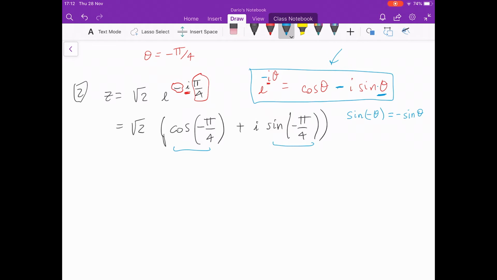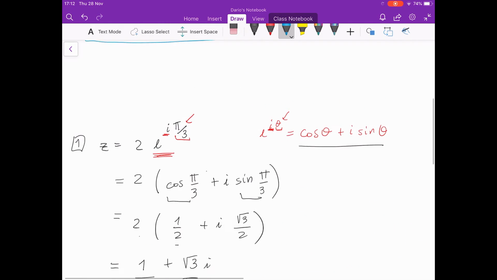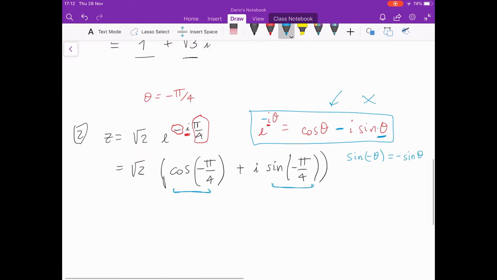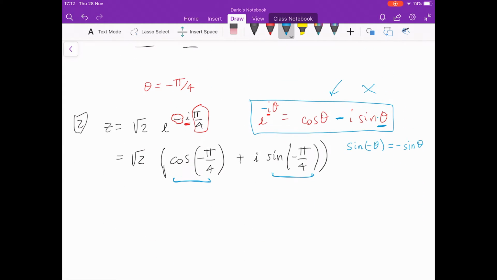But regardless of whether you want to use that method or not, you could do without it by just plugging the minus pi over 4 inside the brackets there. So my suggestion is actually not to remember that by heart, but to remember the positive version of Euler's relation and using a negative argument when you replace theta. So in this case, what we obtain is square root of 2.